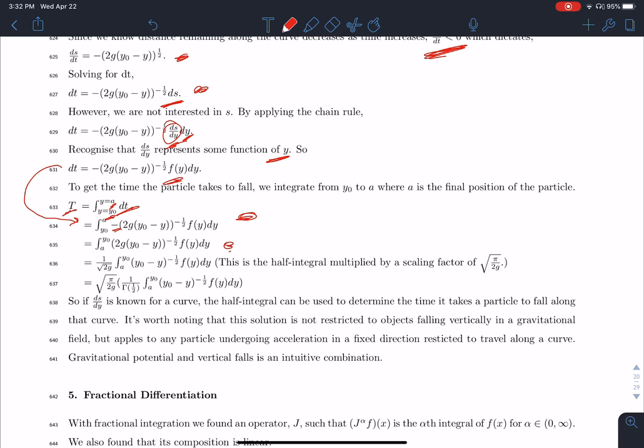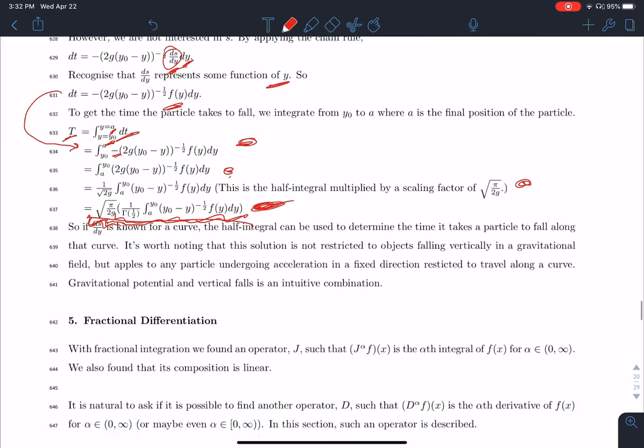And let's just pull some stuff out because why not? And hey, look at this. Hopefully this looks familiar. That is the definition of the half integral in there. And then there's some constant of proportionality in front. So we have an application of fractional integration. That's actually not that difficult.